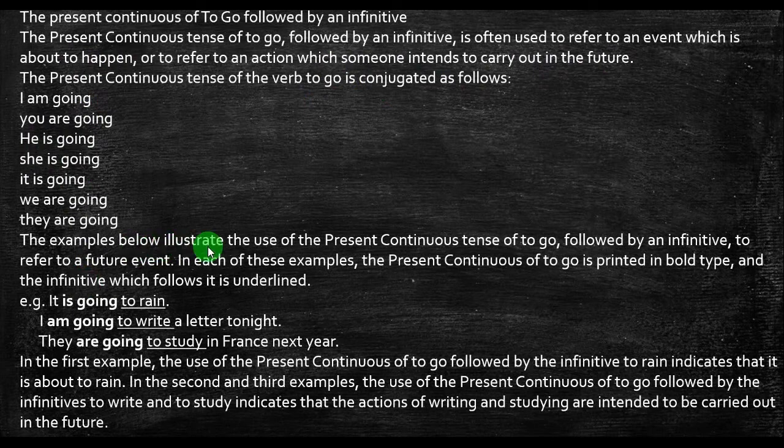The examples below illustrate the use of the present continuous tense of to go followed by an infinitive to refer to a future event. In each of these examples, the present continuous of to go is printed in bold type and the infinitive which follows it is underlined.